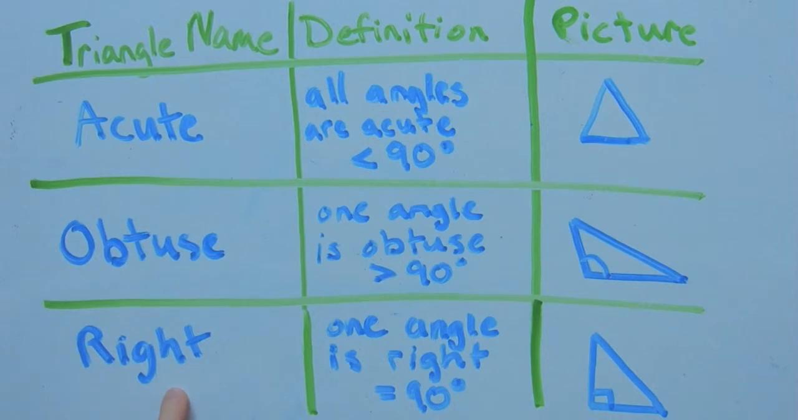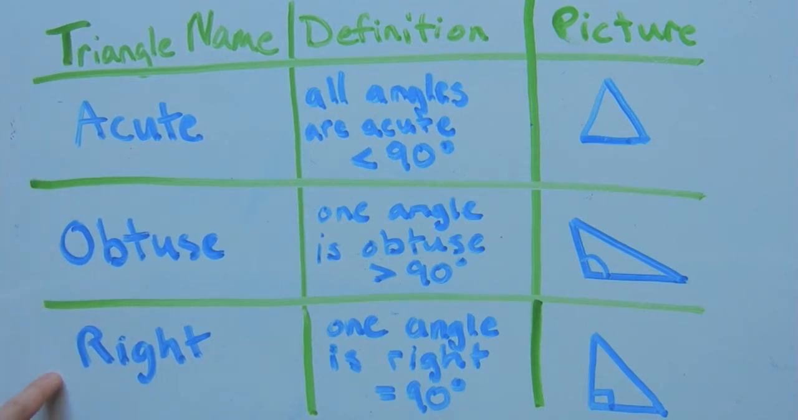Lastly, we have a right triangle. And a right triangle is where one angle is right, or equal to 90 degrees. And remember, the symbol for representing 90 degrees within a picture is completing the box.